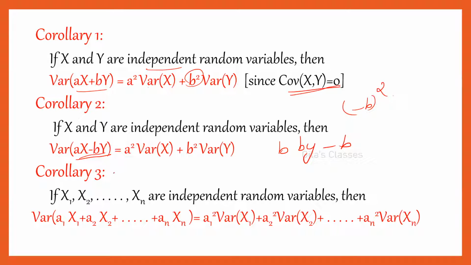So similarly, it can be extended for n independent variables. If x1, x2, etc., xn are independent random variables, then variance of a1 x1 plus a2 x2 plus etc. plus an xn is equal to this one.